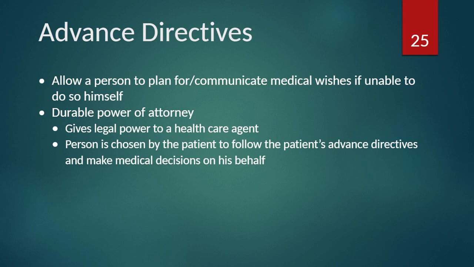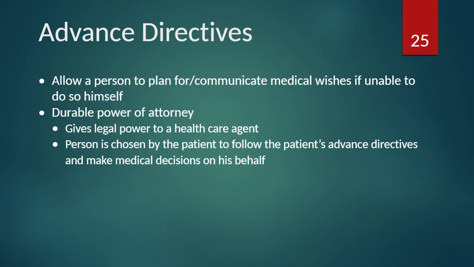One of the most important types of advance directives is the durable power of attorney for healthcare. This legal document allows the patient to choose a healthcare agent, sometimes called a surrogate or proxy, who is given legal authority to make medical decisions if the patient can't speak for themselves. The patient selects someone they trust, someone who understands their values and is willing to advocate for their wishes.